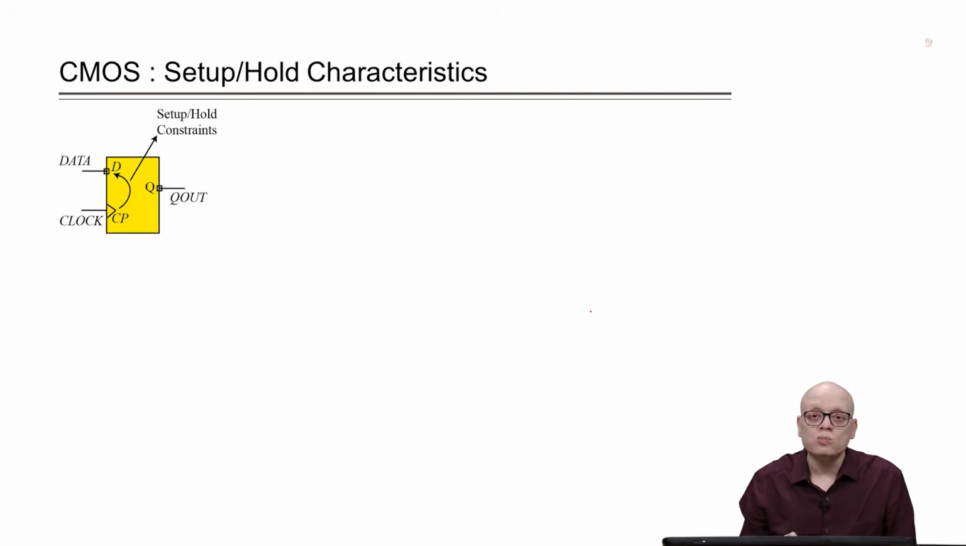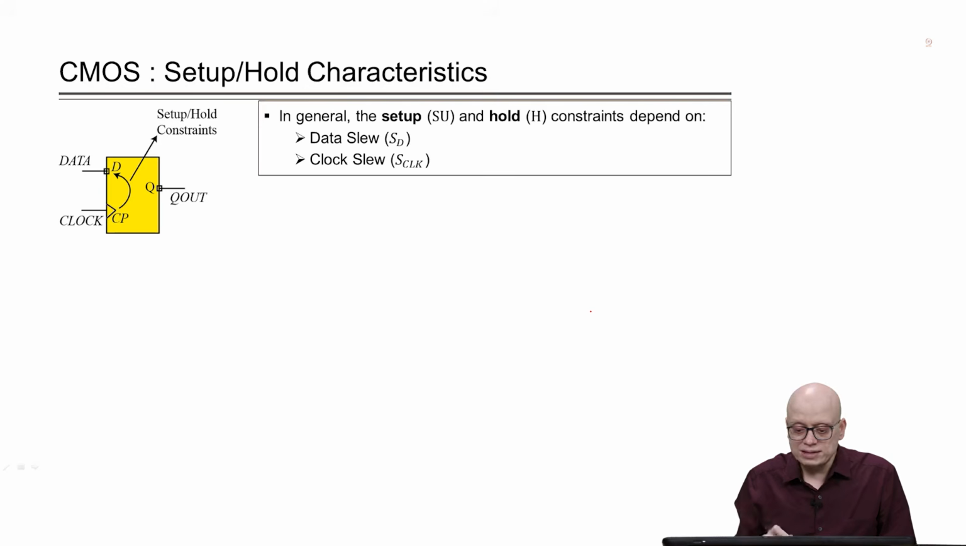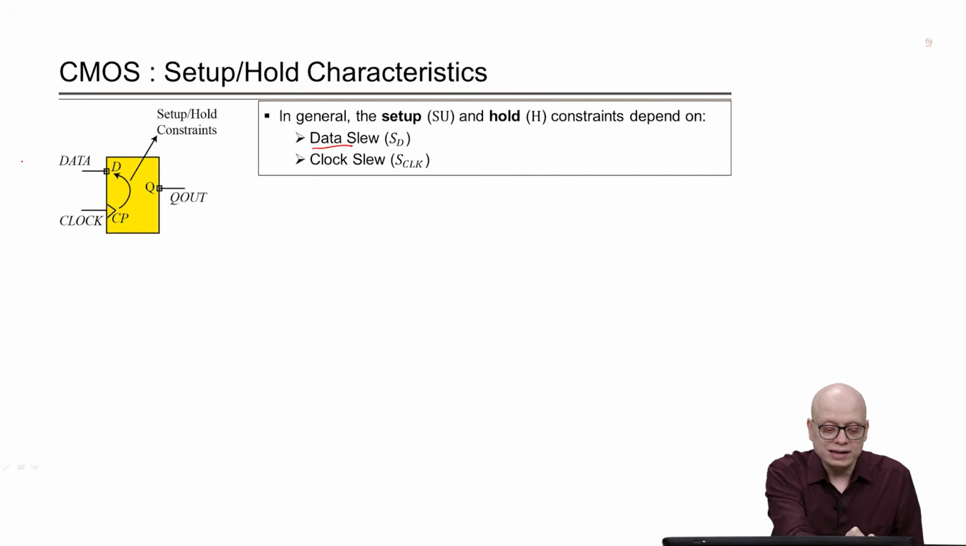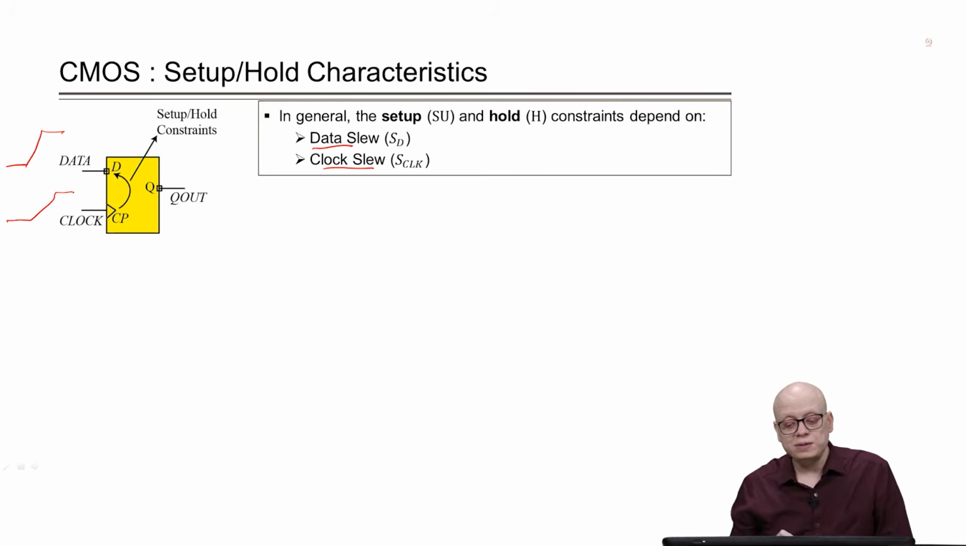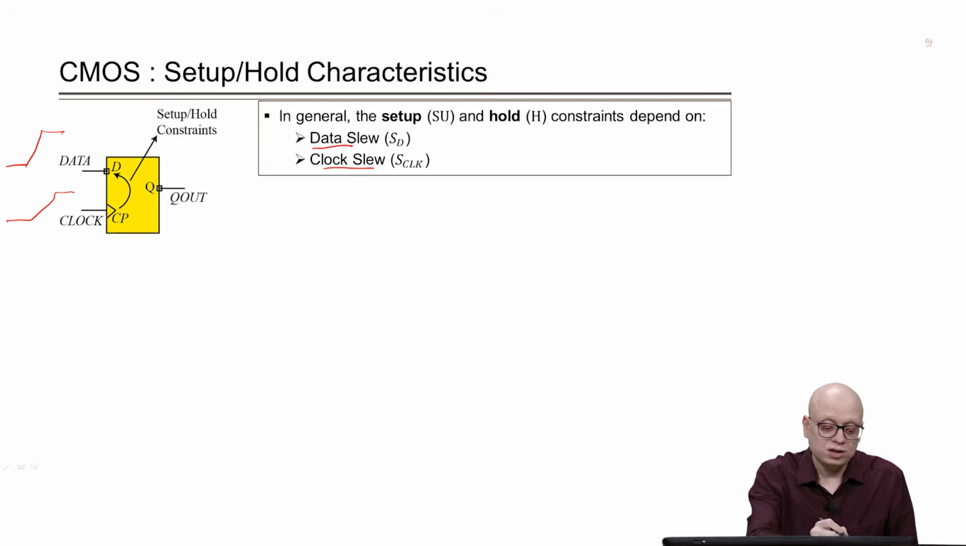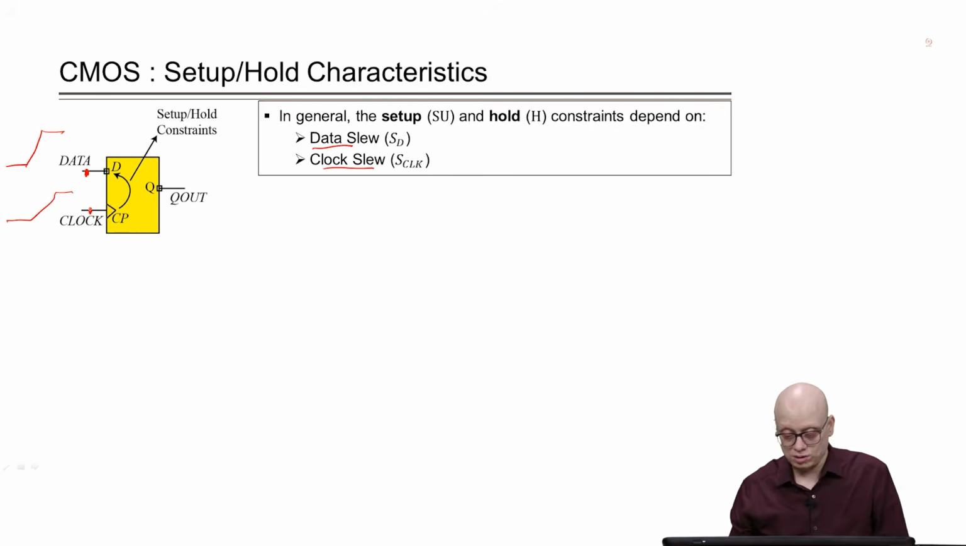So, that is why we need to model setup and hold time in our library itself. In general, the setup and hold time constraint depends on the data slew, meaning how fast the data signal is changing from 0 to 1 or 1 to 0, and the clock slew, how steeply the signal is going from 0 to 1 at the clock side. So, the setup and hold time depends on the slew at the data and the slew at the clock.